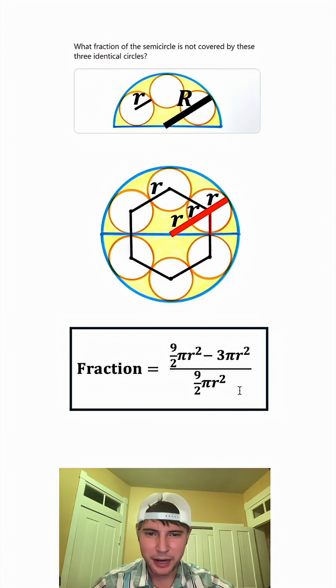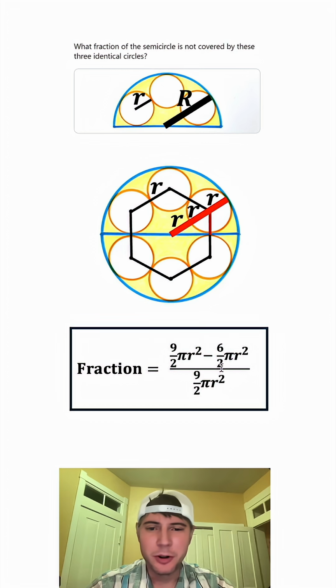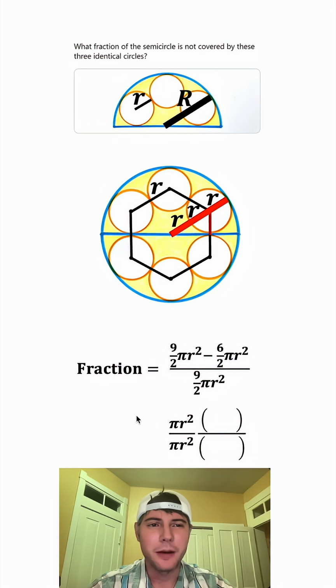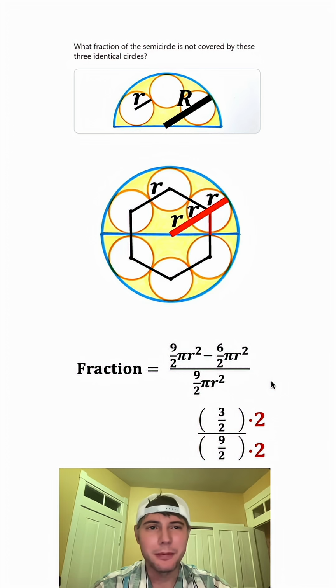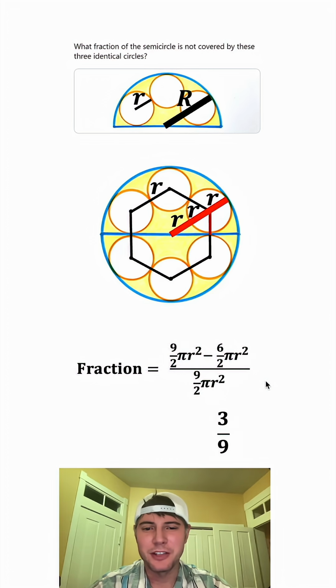Now we got to combine like terms. Let's change this 3 into a 6 over 2. I'm noticing that every term has a pi little r squared. So let's factor that out of top and bottom. On top, after we factor out a pi little r squared, we'll have a 9 over 2 minus 6 over 2. And on bottom, we'll just have a 9 over 2. Now these two pi little r squareds will cancel each other out. 9 over 2 minus 6 over 2 is 3 over 2. And then we can multiply top and bottom by 2. All those 2's will cancel, and we have 3 over 9, which simplifies to 1/3.